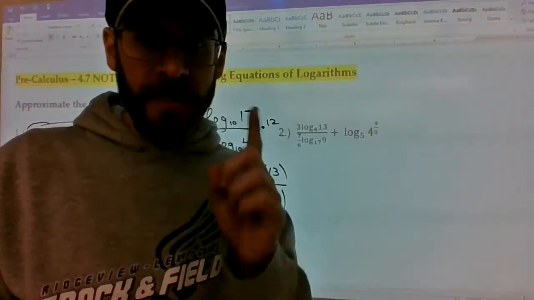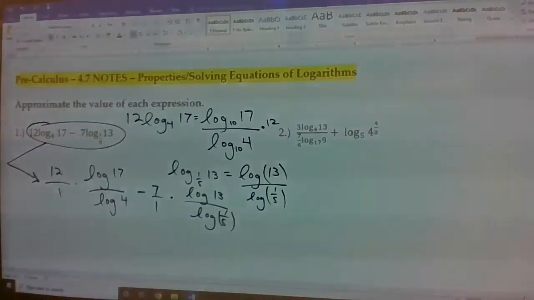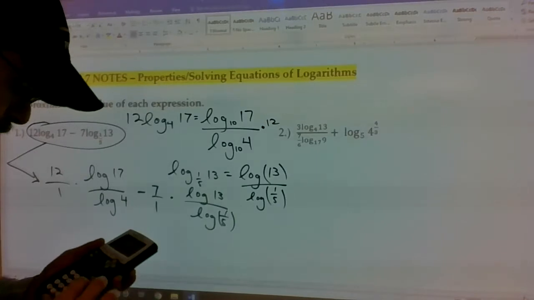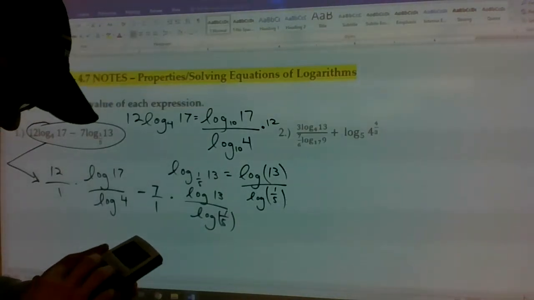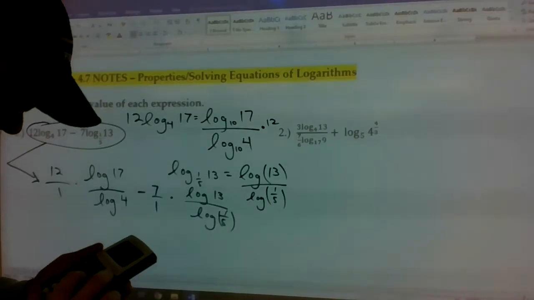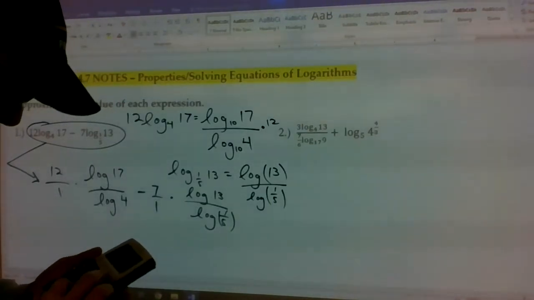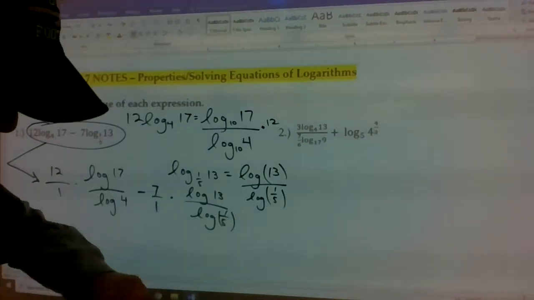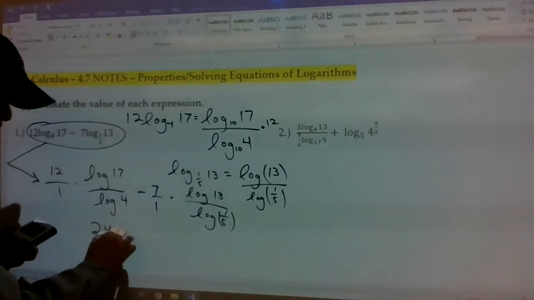Pause the video and see if you can do it without my assistance. All right, let's check it out. 12 divided by 1 times log 17 divided by log of 4. All right, that gives me 24.52. I'm going to round it up to 5.